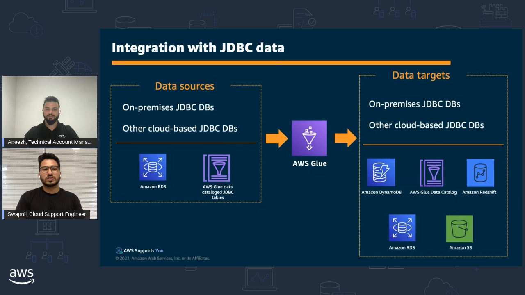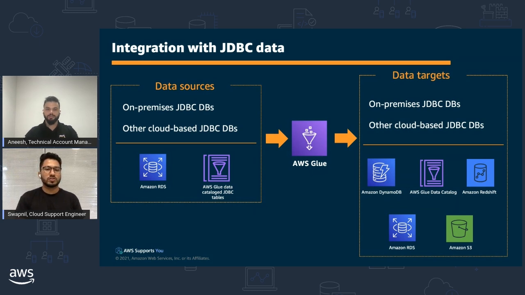For data sources in AWS Glue, we can have your JDBC databases. Any database that can be reached over a JDBC protocol can be used as the source for AWS Glue. Your JDBC database can be an on-premise database or a database based on another cloud offering. Amazon RDS is a well-known JDBC database engine, so that can be used as a source as well. Or a customer might have a Glue catalog table which is based on JDBC. These can be used as a source for my Glue job.